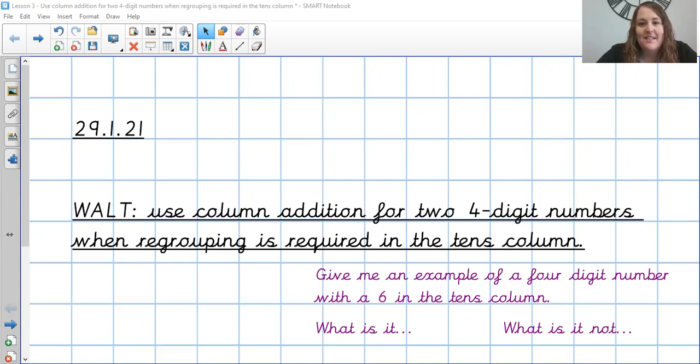This is our third lesson in our addition unit, and today we are going to be using column addition for two 4-digit numbers when regrouping is required in the tens column. So similar idea to yesterday's lesson, but this time it's going to be required in the tens column. So hopefully you'll be able to work out what's involved with that or have an idea of it even before we start.